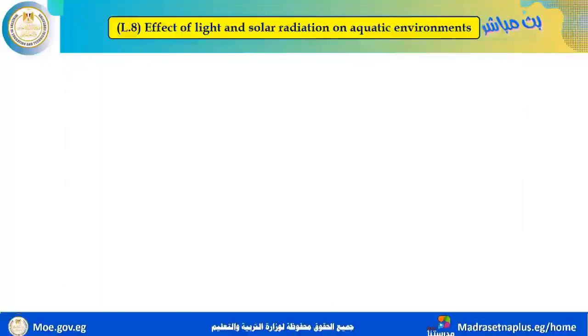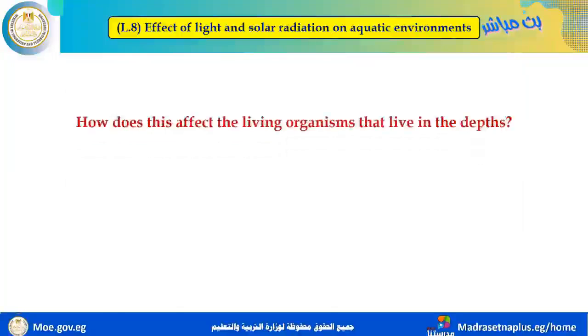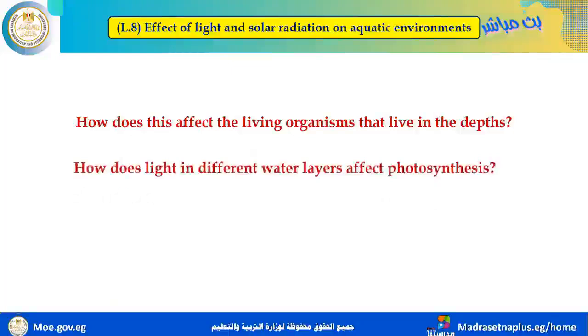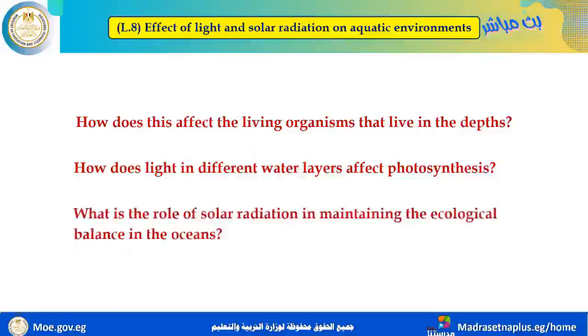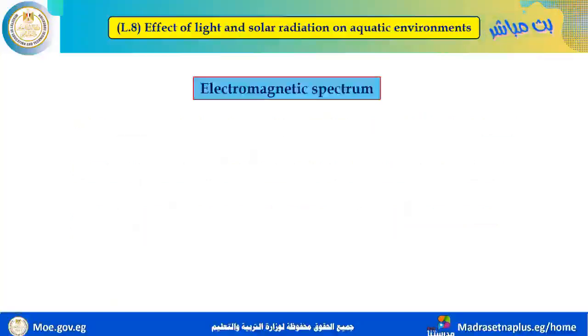The first question is, how does this affect the living organisms that live in the depth? Another question, how does light in different water layers affect the photosynthesis process? Also, what is the role of solar radiation in maintaining the ecological balance in the oceans? So we have three key questions we need to answer during our episode today. Let's start.